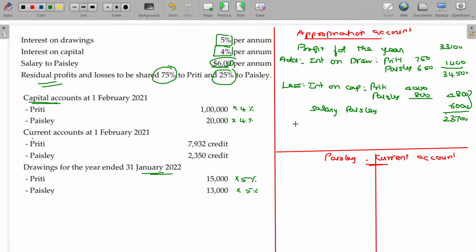So share of profit. Share of profit. Preeti and Paisley. In that 75%, here 25%. 75% being 17,775. Here 5,925.